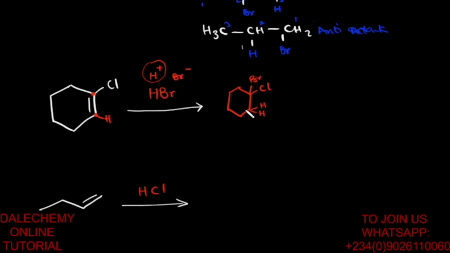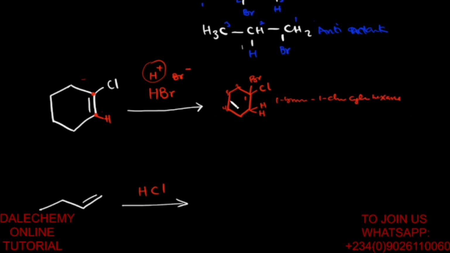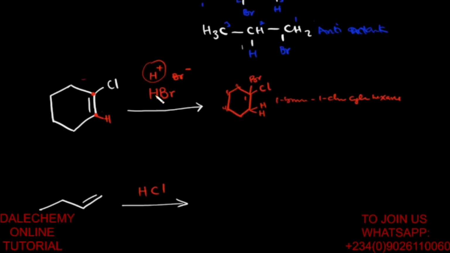So you might be asked to provide the name of the product formed by the hydrobromination of the compound given to you. You just have to name it after you perform the addition. You start your numbering from here. So this is cyclohexane, and that's going to be 1-bromo-1-chlorocyclohexane. That's going to be the major product actually. And you might be asked for the anti-Markovnikov product as well. So for the anti-Markovnikov product, the hydrogen is going to go here and the bromine is going to come here.